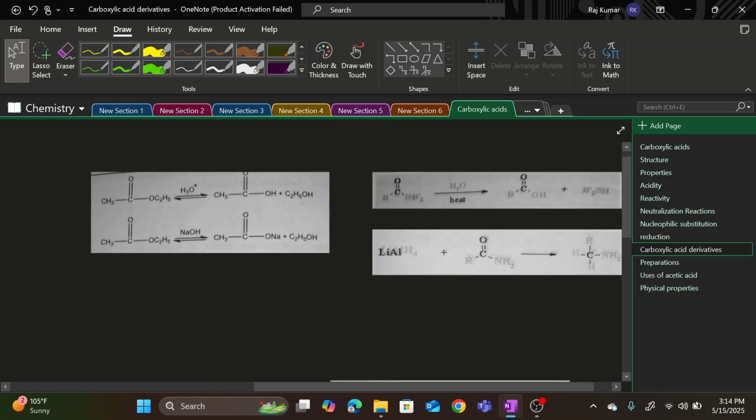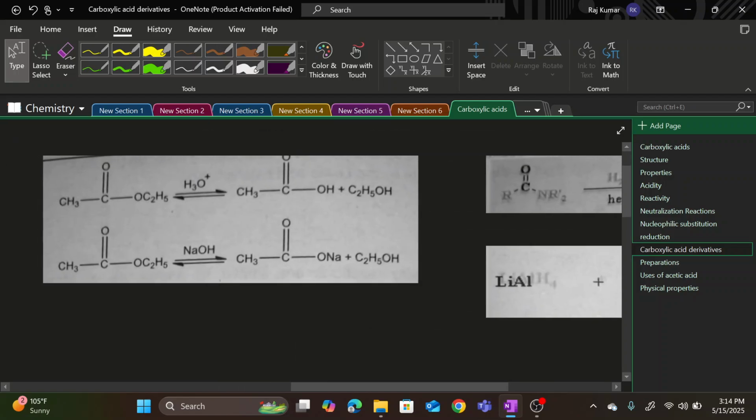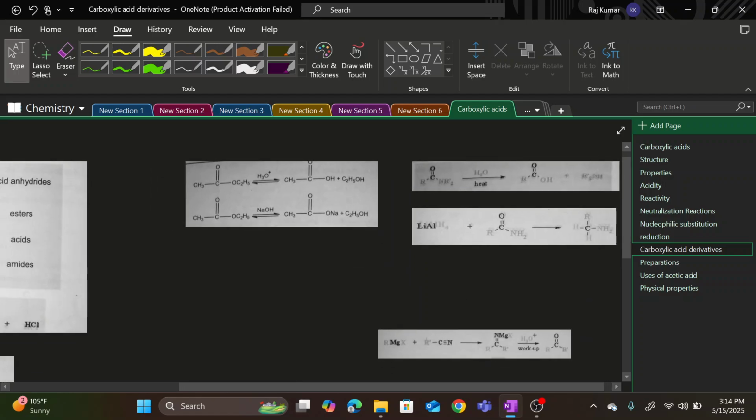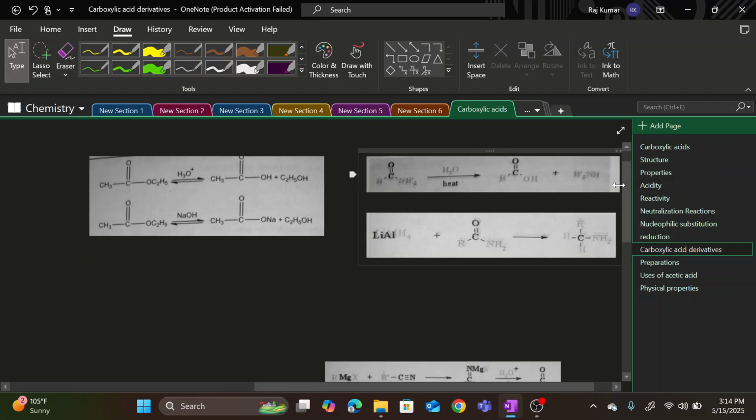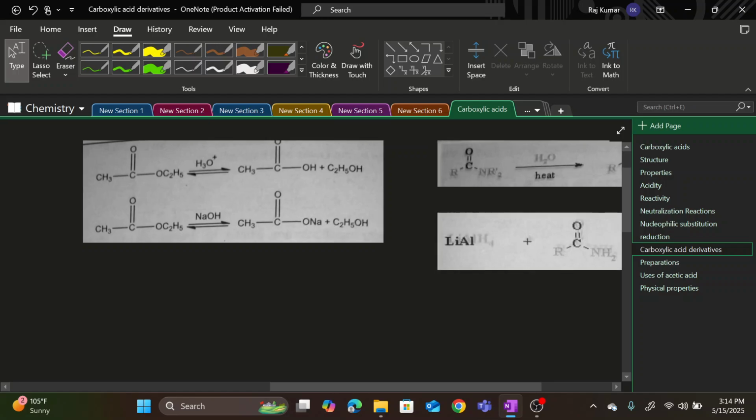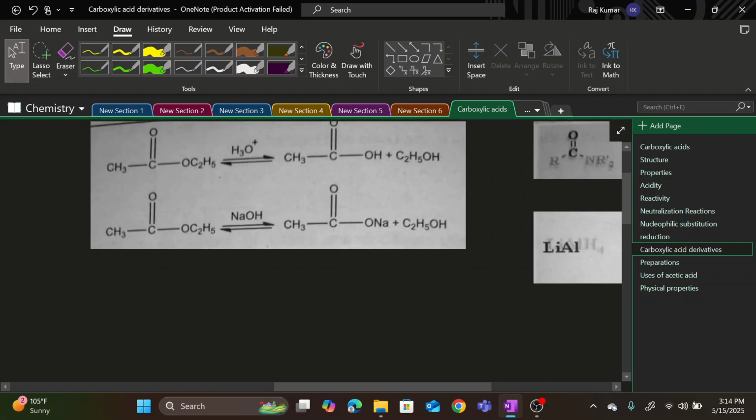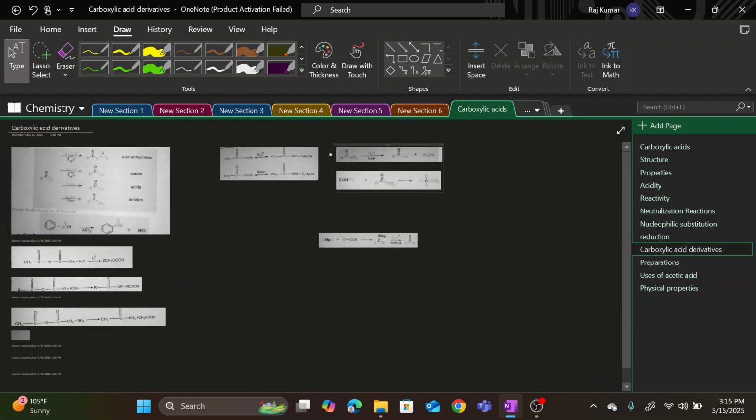We have the reactions of esters. When I perform hydrolysis of esters, it brings me back the parent carboxylic acid and alcohol. So this is how it goes. On the other side, when I perform the hydrolysis of an ester in the presence of a base, in the presence of a basic solvent, then I get the sodium salt of carboxylic acid and alcohol. So this is an important thing.